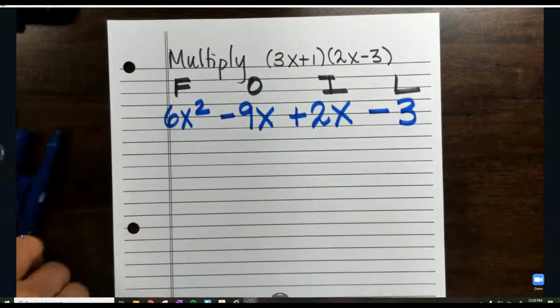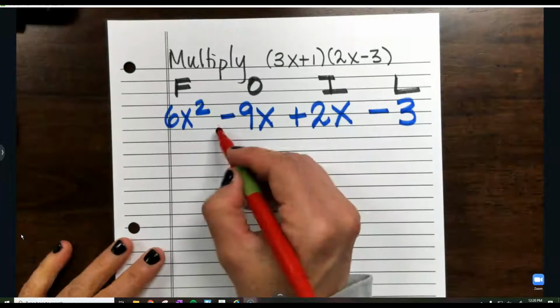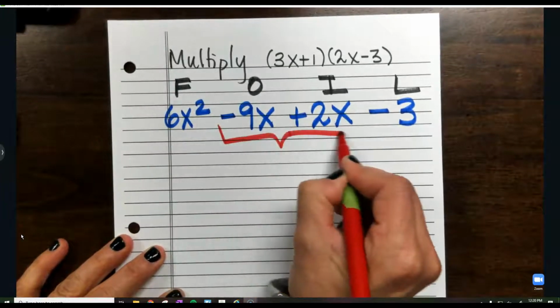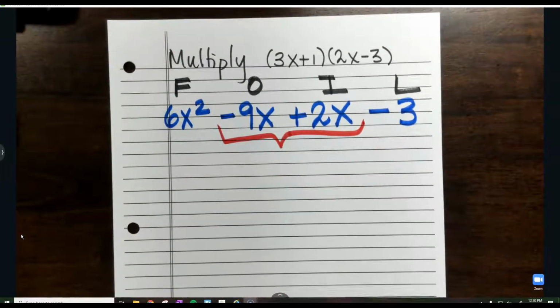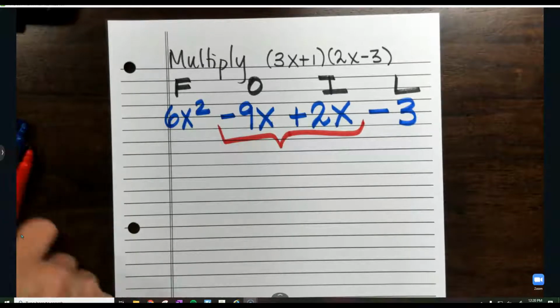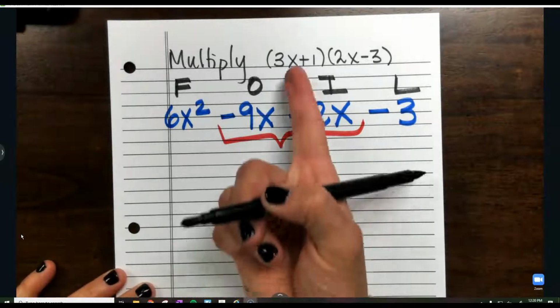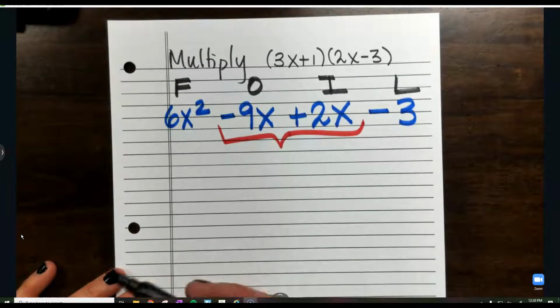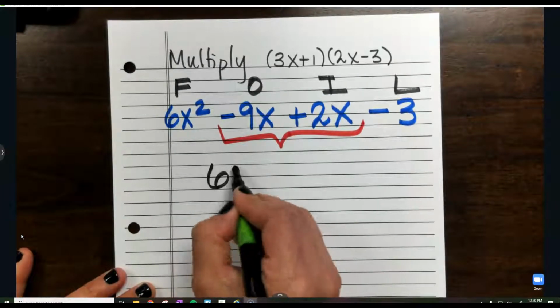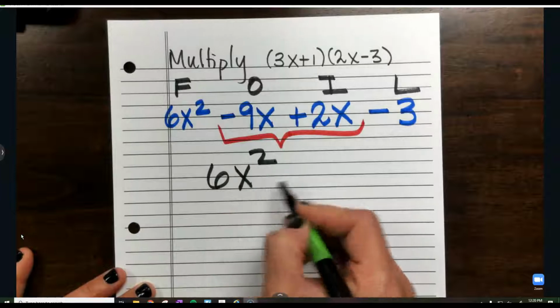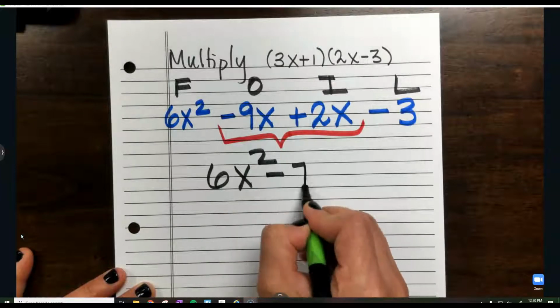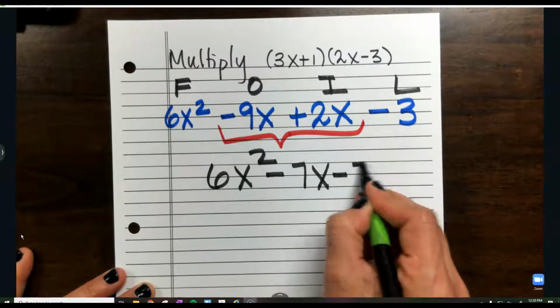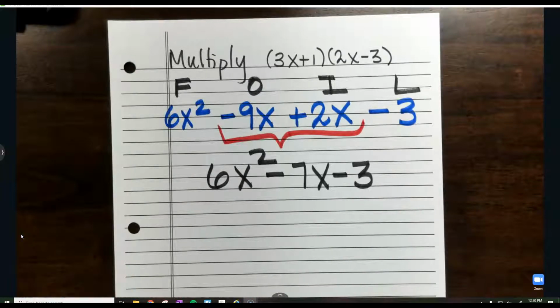And then remember, we always were able to combine those. So that is factored form of a quadratic. The standard form of the same exact equation is 6x squared minus 7x minus 3. So remember, that's standard form.